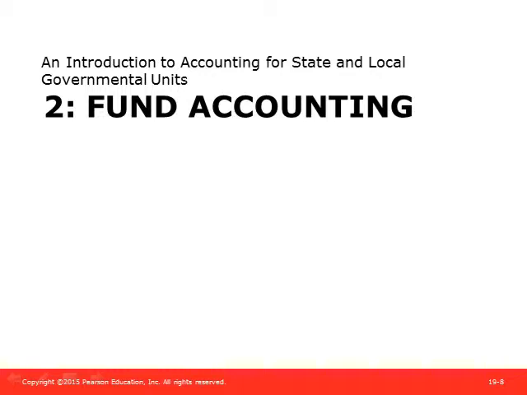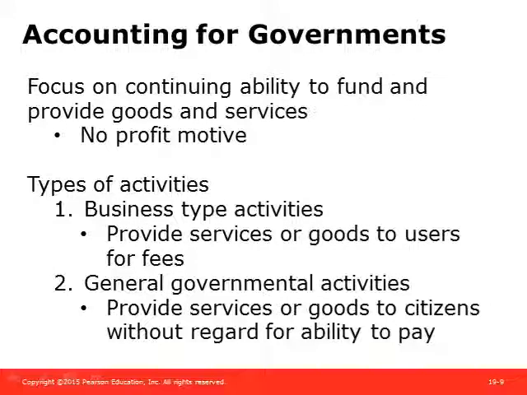And so now let's turn our attention to this idea of fund accounting and talk about it a little. Governmental accounting and financial reporting differ from corporate accounting and financial reporting. The primary reason for the differences is that governments lack a profit motive and must focus on demonstrating accountability to the public and governmental authorities. Governments focus on their continuing ability to provide and fund goods and services rather than on measures of income.